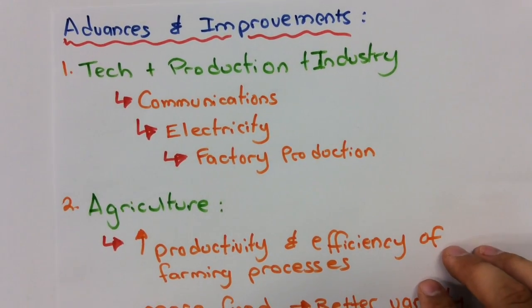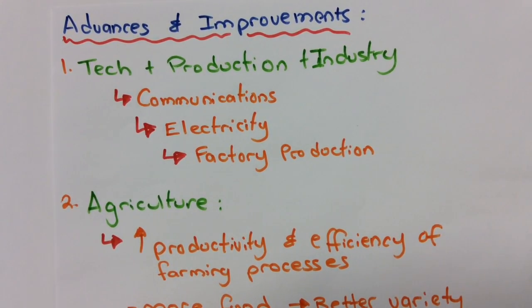Okay, technology and production and industry. We know a little bit about that already. We've learned that in previous videos. Things like communications, the harnessing of electricity and technology related to that, and factory production and the benefits that caused in terms of the availability of products to people.